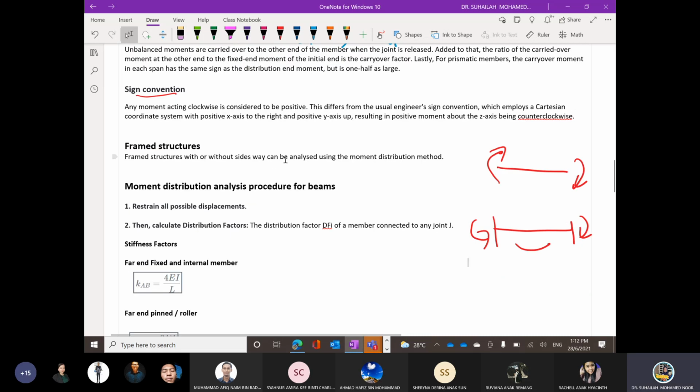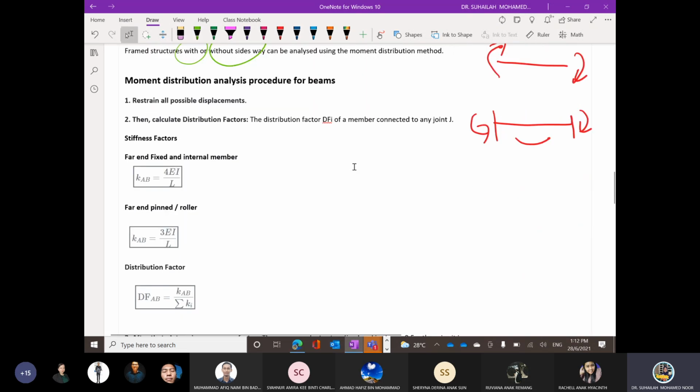This one we still analyze beams, but for frame structures, we will also use the moment distribution method, for the case of frames with and without side sway. How to do the analysis, the procedure?